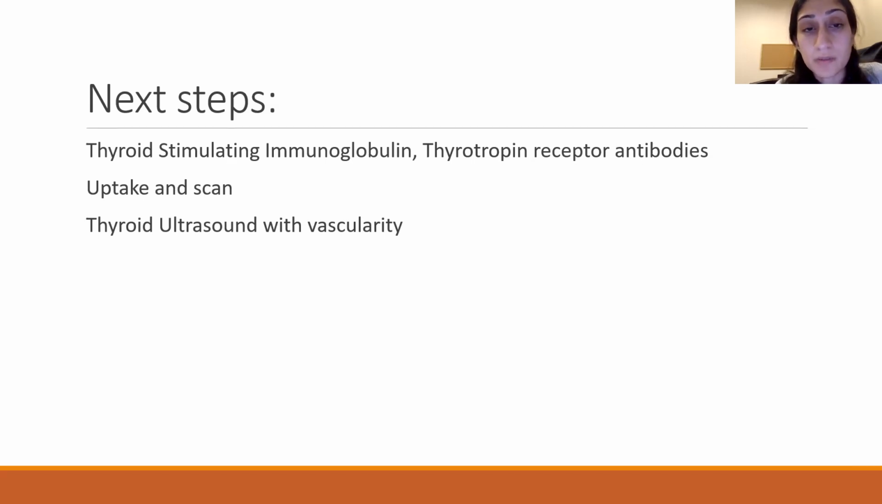A thyroid ultrasound with vascularity can also help. A thyroid ultrasound can never diagnose the reason for hyperthyroidism, but it can always be supportive. And it's a good idea to get an ultrasound either way, because you do want to look for underlying nodules as well. But in Graves' disease, you'll have increased vascularity. In thyroiditis, you would see decreased vascularity. So it can help support your diagnosis.